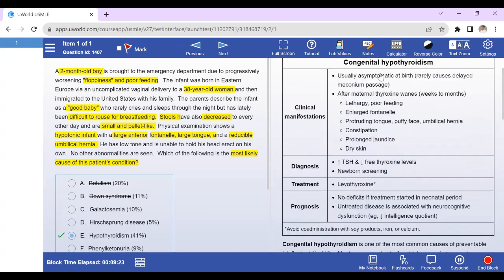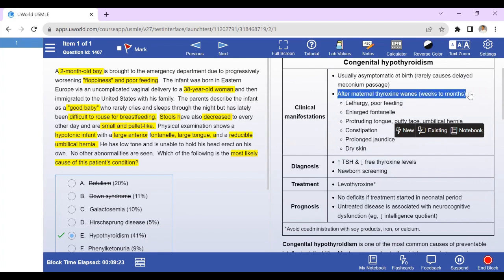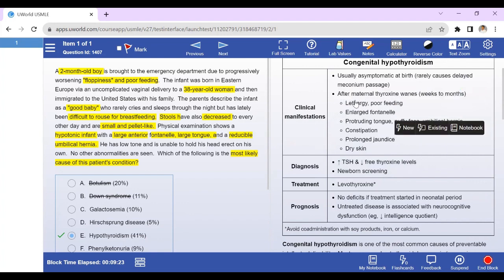So, congenital hypothyroidism, clinical manifestations. It is usually asymptomatic at birth, and then after maternal thyroxine wanes, that is from weeks to months, the baby will have lethargy, poor feeding, enlarged fontanelle, protruding tongue, right? And the baby will have constipation and dry skin.